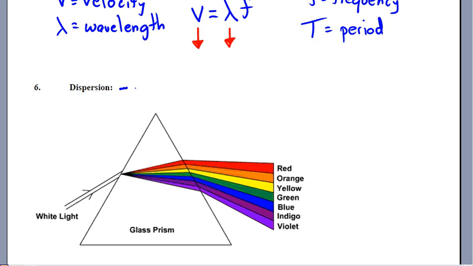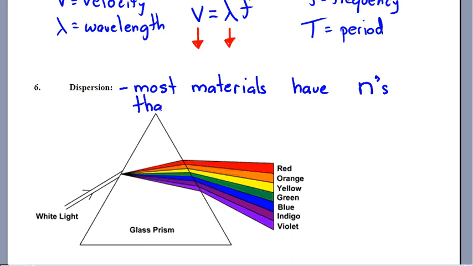Dispersion is all about that issue that for most materials, except the most expensive ones, for most materials, they have these indices of refraction, right? Those n's, they have n's that vary, not by a lot, okay? So they vary just slightly with color.